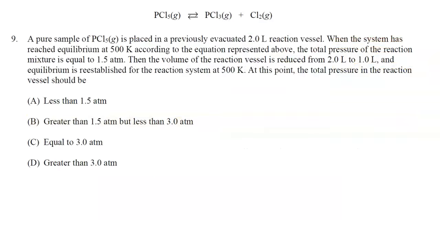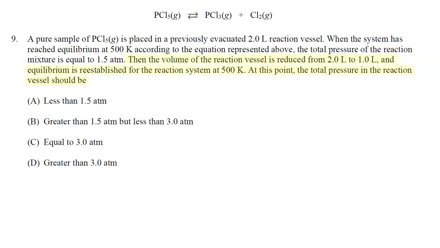Now let's take a look at question 9. In question 9, it says, a pure sample of PCl5 is placed in a previously evacuated 2-liter reaction vessel. When the system has reached equilibrium at 500 Kelvin, according to the equation represented above, the total pressure of the reaction mixture is equal to 1.5 atmospheres.